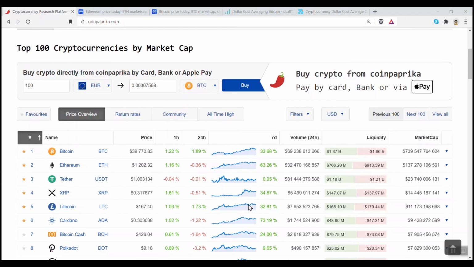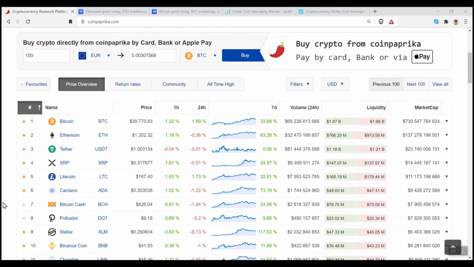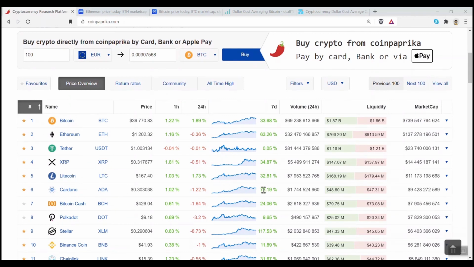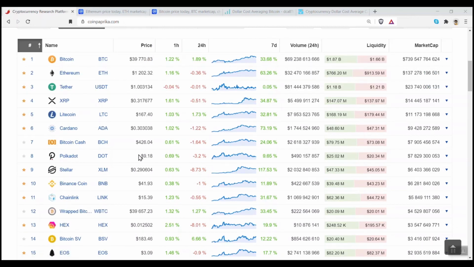Litecoin still holding fairly strong. It's about $167, 32.8% up for the week. ADA Cardano had a very solid 7-day period. It's up 73% over the past 7 days. Pretty much stable over the past day or two. Polkadot, it hit $10 a few days ago, but that's dropped since. It's at $9.18. Stellar, an incredible week, 29 cents. That's really picked up. Back in the top 10.